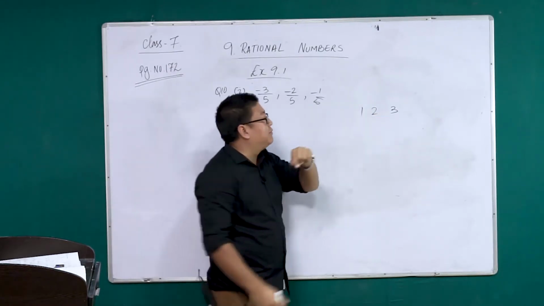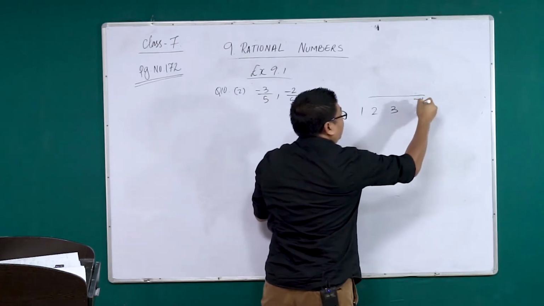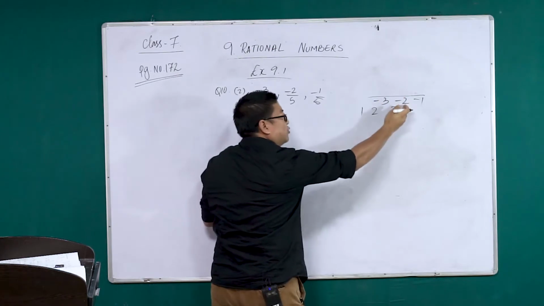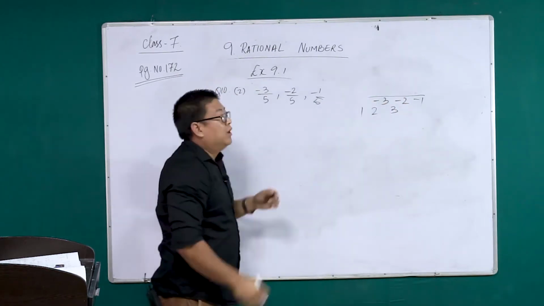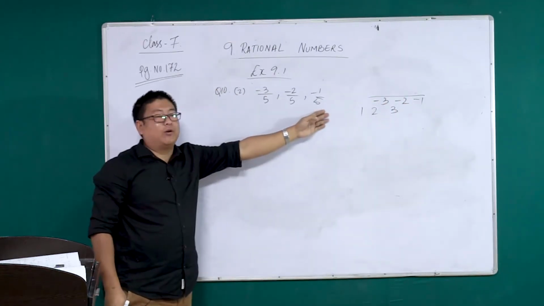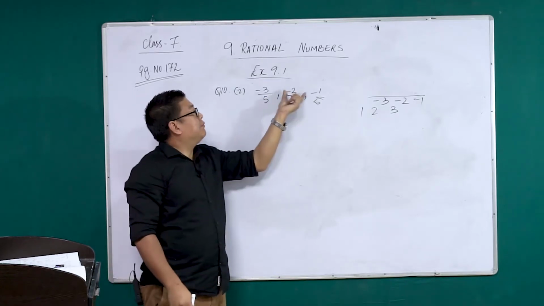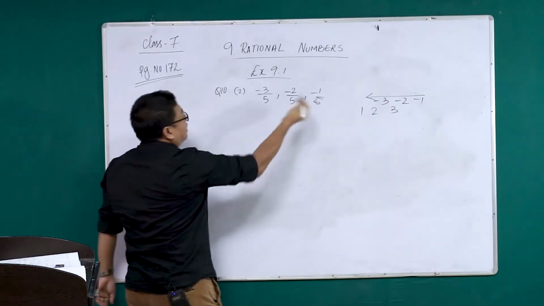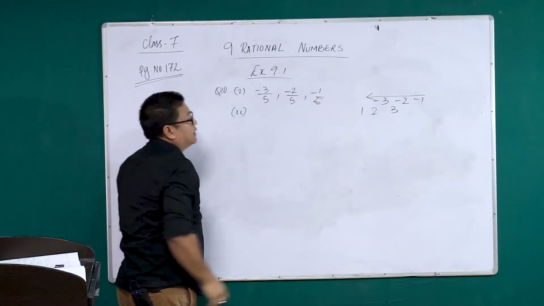But if you look at the number line, it goes in the opposite direction. That means minus 1 is bigger than minus 2. Minus 2 is bigger than minus 3. So this is already in ascending order. Smallest is minus 3, minus 2, minus 1. All right? So nothing much to do here. Let's move on to the next question.